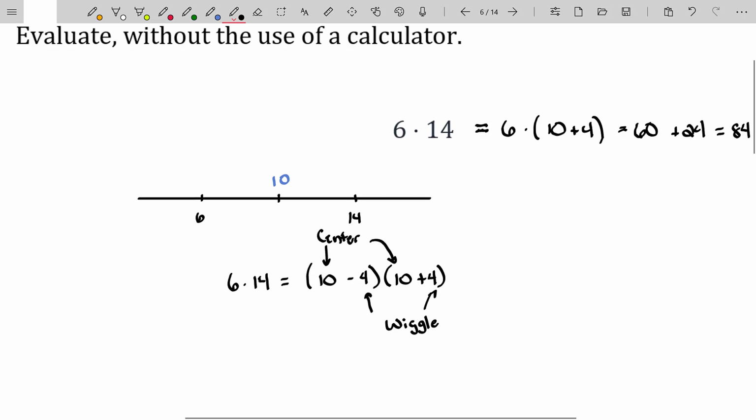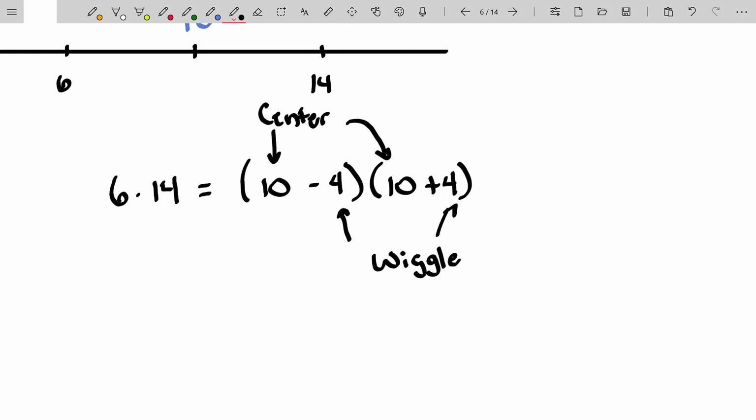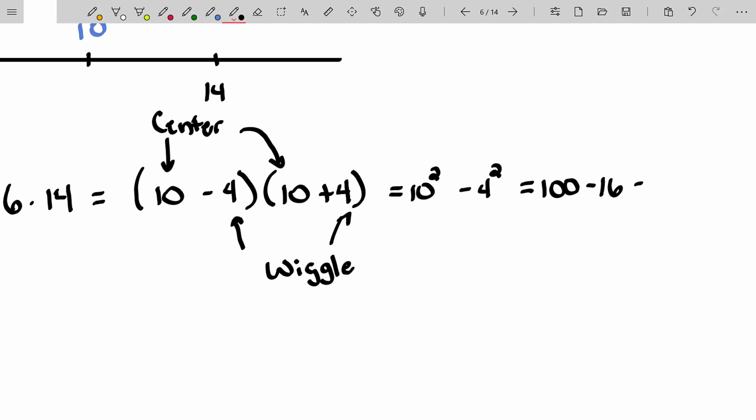But if you notice, that's actually going to be a difference of squares. That's a factorization of a difference of squares. So this is going to be 10 squared, the first item squared, minus 4 squared, the second item being squared, which is 100 minus 16, which is 84.